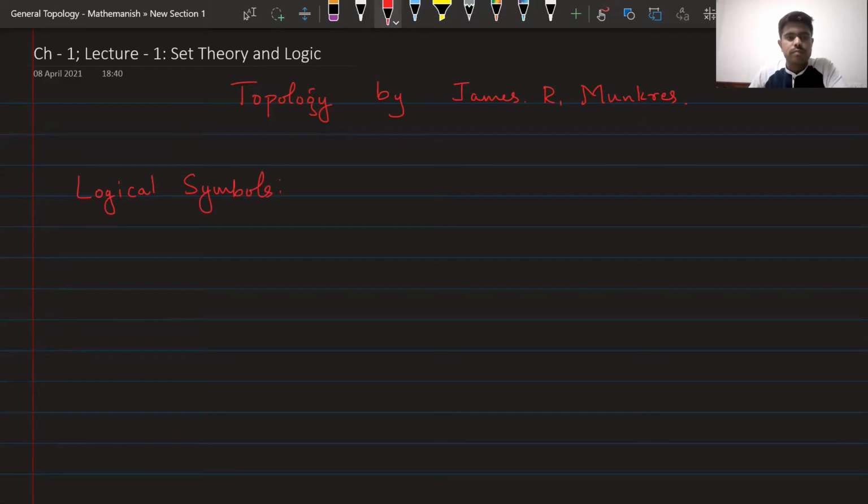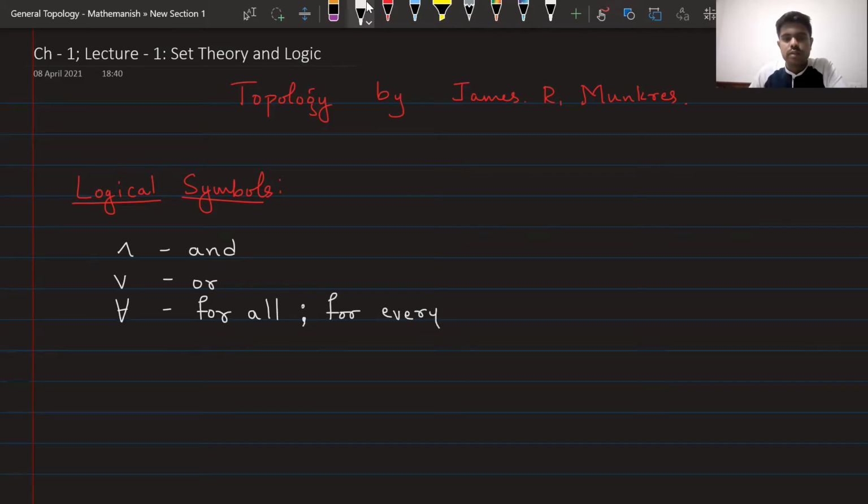that we use to write the set theoretical arguments. The first one is this symbol that denotes and, this denotes or, and there's this symbol. We use it to write three statements. We can use it for anything. One is for all, or the next one is for every, or you can also use it for each.